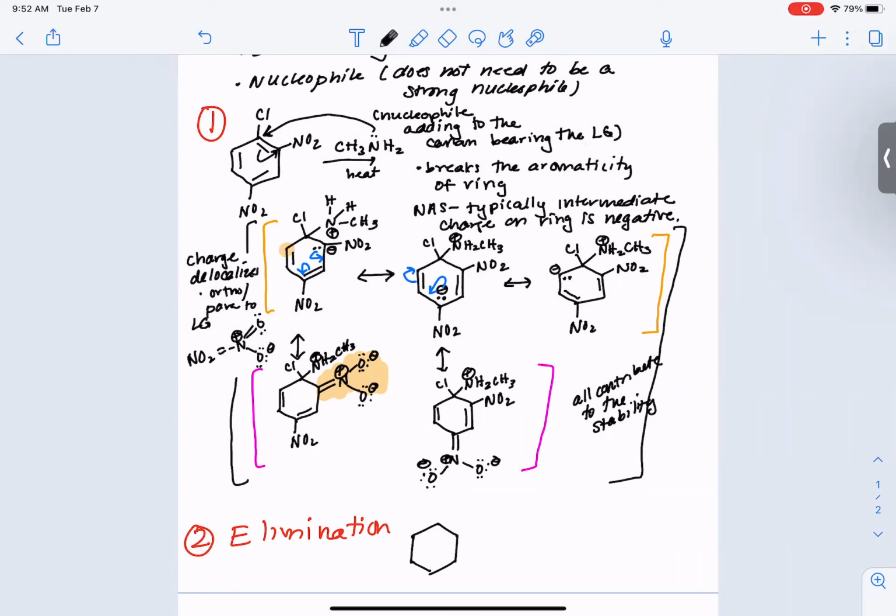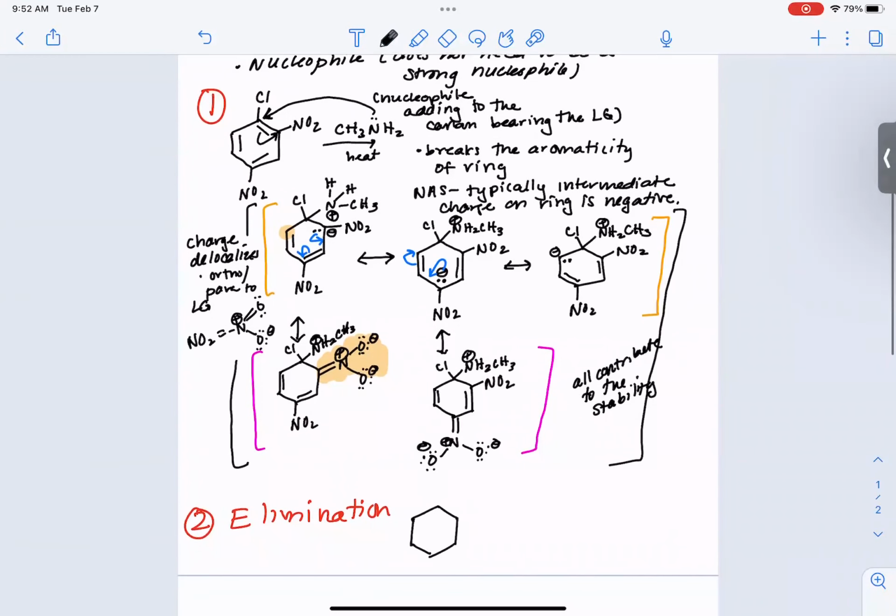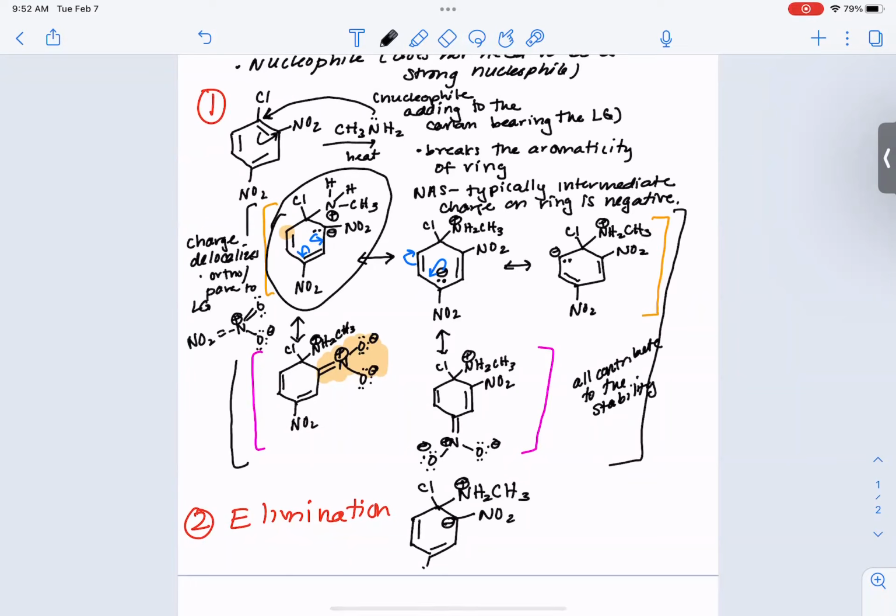So I'm just going to draw that first structure. Okay. So in the elimination step, the pi electrons go back in the ring. So we are regenerating the aromaticity of the benzene ring. And the leaving group leaves.